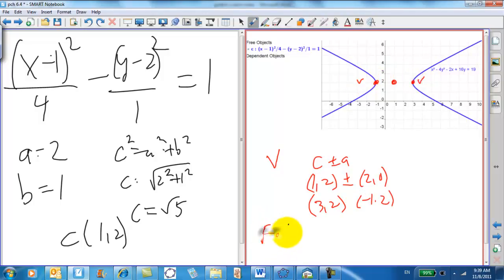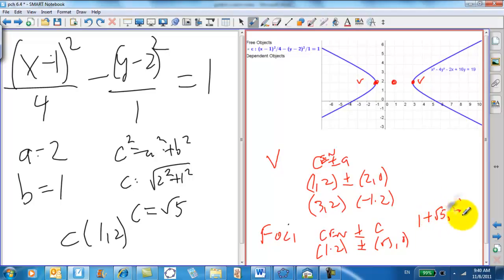The foci are going to be at the center plus or minus c. So 1, 2 plus or minus square root of 5, 0. So the foci are at 1 plus the square root of 5, 2, and at 1 minus the square root of 5, 2 for the foci. Now we can use b equals 1 to come up with these points here and here. That's our box of extent, and here are the diagonals of the box of extent.